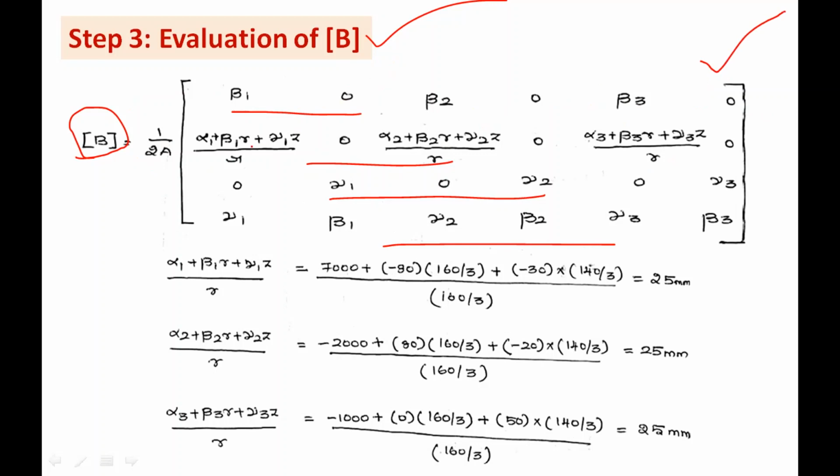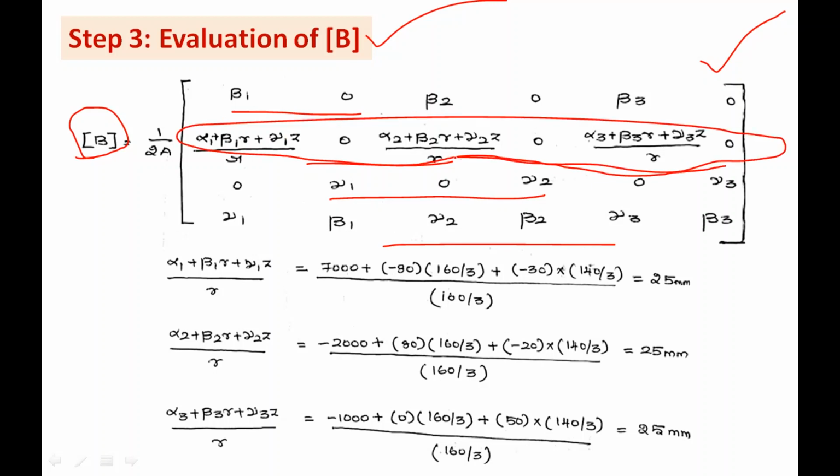What is the difference from plane stress and plane strain in this problem? We have an additional second row, which is the circumferential strain epsilon theta. Here we have alpha 1 plus beta 1 r plus gamma 1 z by r, this term. This is a lengthy expression. We already found out the beta 1 value, gamma 1 value, everything. Now what we do is, we will find these three term values separately, then we will substitute that in the B matrix.